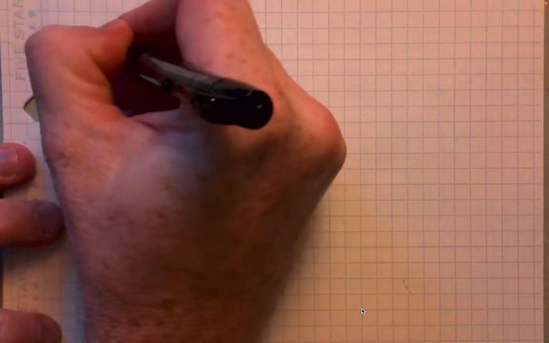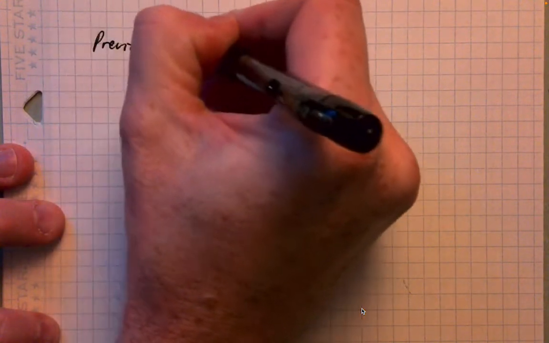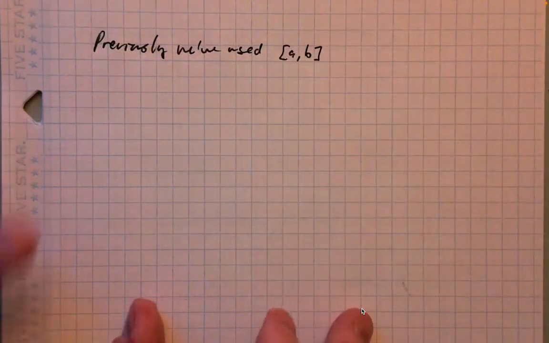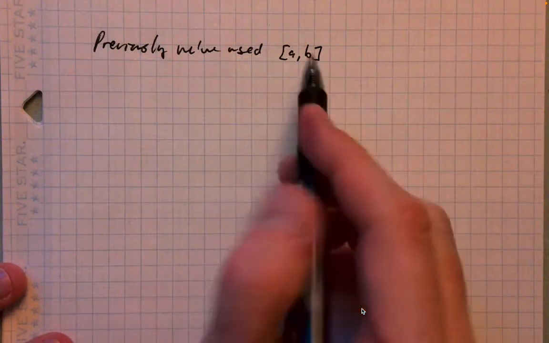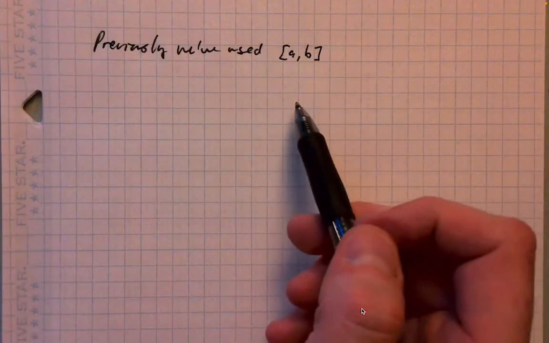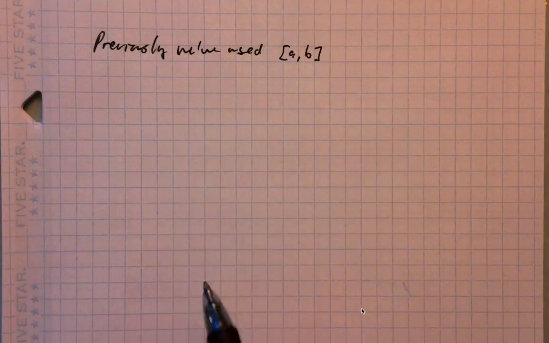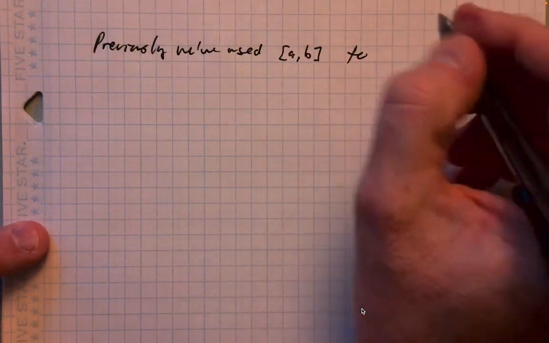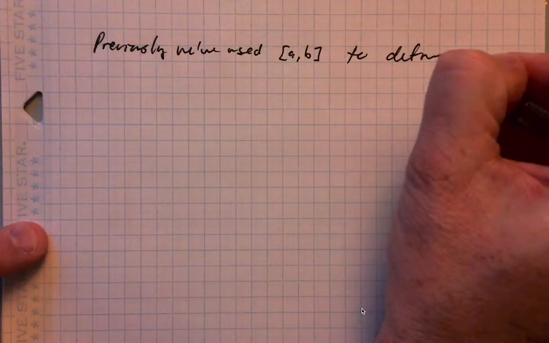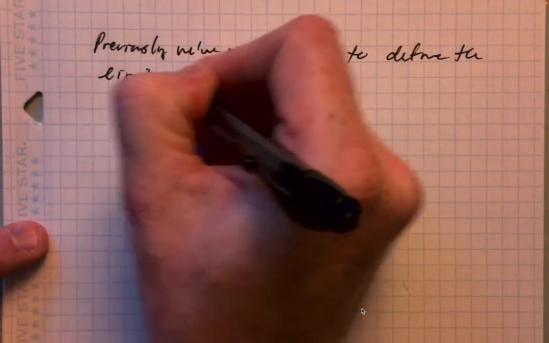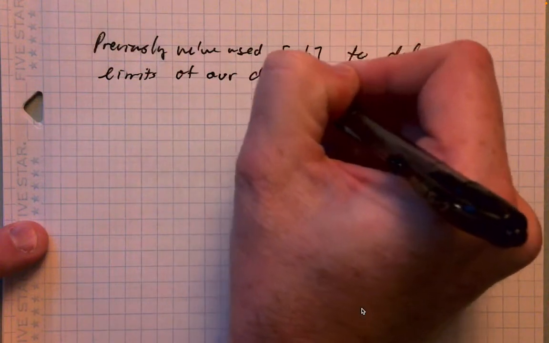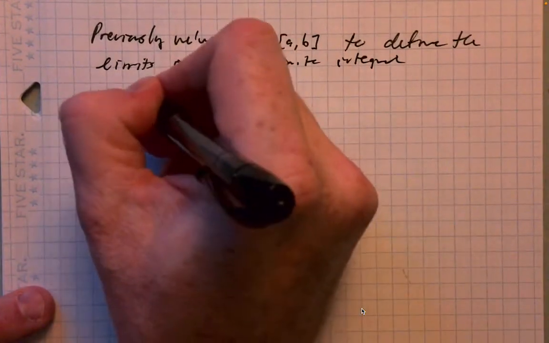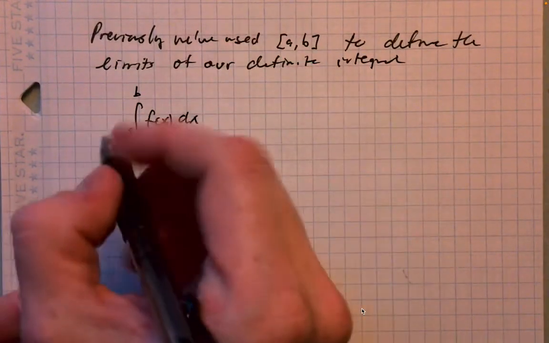So previously, we've used a, b, some kind of closed interval, where a and b, the endpoints of the interval, have been constant values to define the limits of the integration of our definite integral. So we've been writing things like this, the integral from a to b of f of x dx, where these are constants.